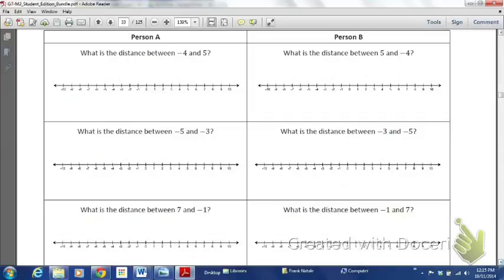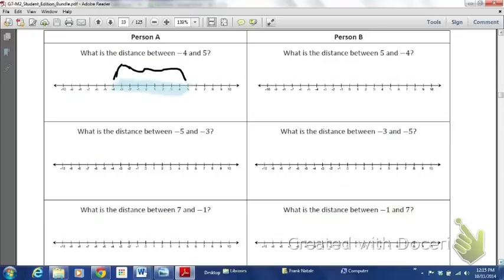So if you take a highlighter, in this first one we're trying to find out what the distance between -4 and 5 is. Now these numbers are kind of small, but I'm going to go ahead. So I start at -4 and I go to 5. Okay, so I highlighted that area. This is the area that I am concerned with. That's what I want to know. I want to know what that distance is.